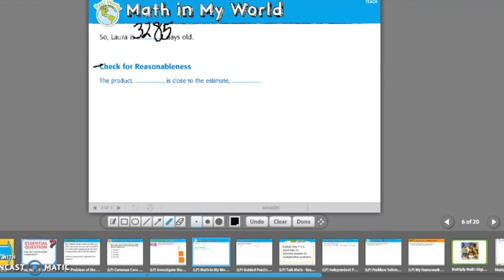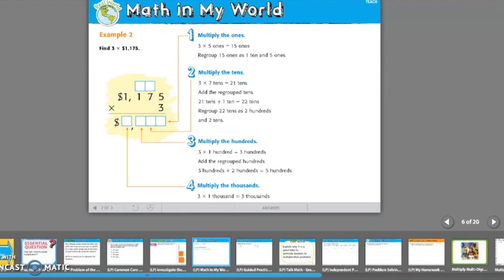So my product, 3,285, was pretty close to my estimate because my estimate was 3,600. So I know I did my math right. I got an estimate in the 3,000s. I got an answer in the 3,000s. At this point, you can turn your page over to the other side where we're on example 2.